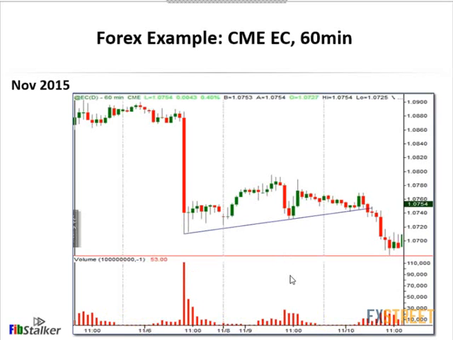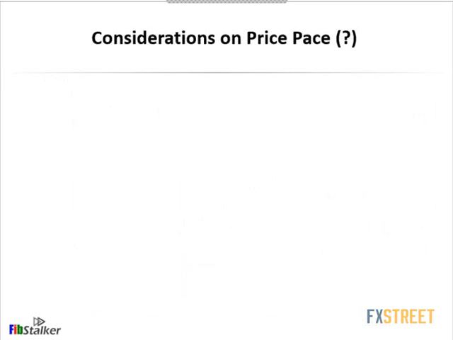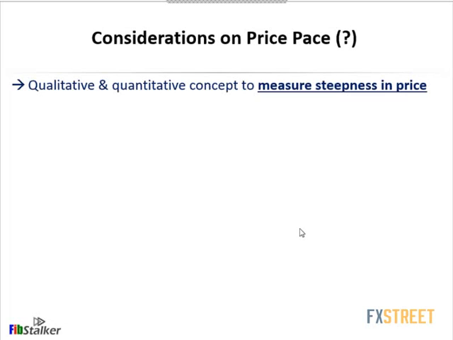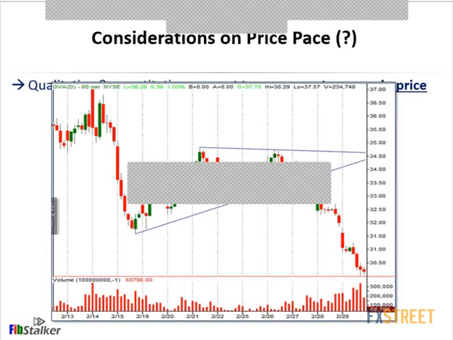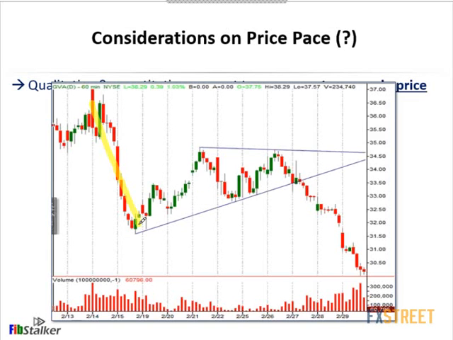Now, let's talk a little bit about price pace. I don't know if you ever heard about this concept. This is a very, very important concept, and it's something that we can use and we should be using. So what is this? A qualitative and quantitative concept to measure steepness in price. Okay, so we saw steep price before the consolidation, then the consolidation, and then again steep price moving lower.